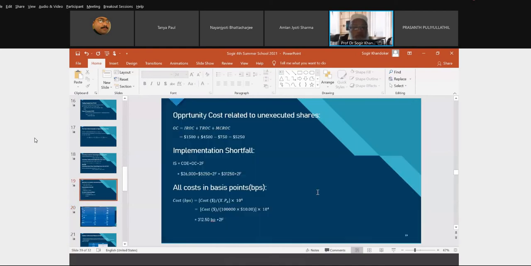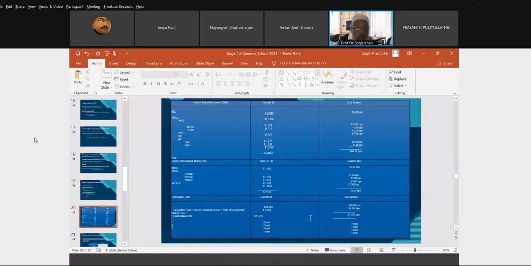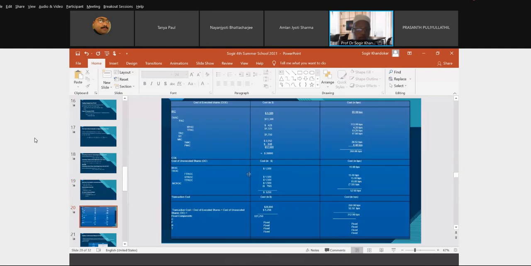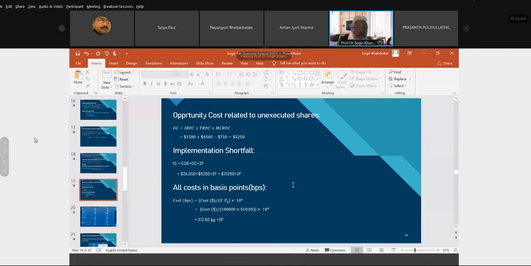The basis point calculation formula is the same as in this slide, that is slide number 19. And in every implementation shortfall, we use some F. F means fixed cost. The fixed components are commission, fees, rebate, and taxes. These are the fixed components of transaction cost. This is visible to everyone, but the invisible parts are very important for decision making or investment decisions.